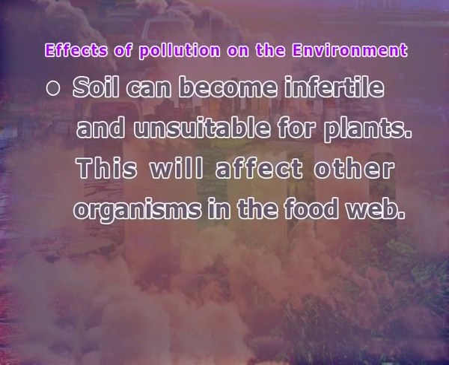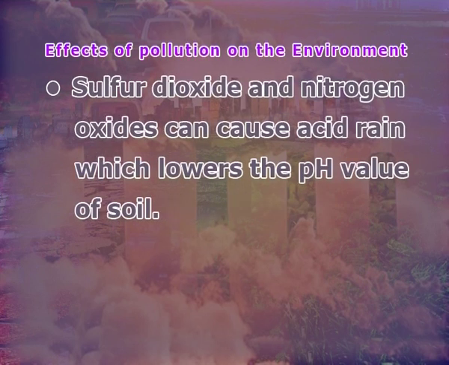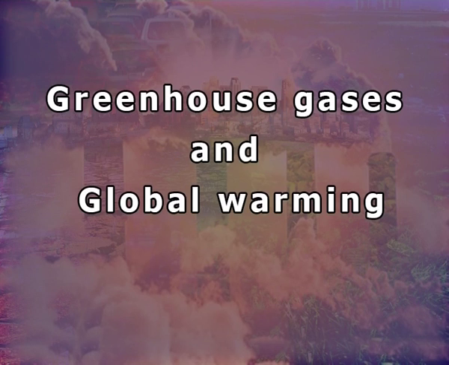Soil can become infertile and unsuitable for plants. This will affect other organisms in the food web. Sulfur dioxide and nitrogen oxides can cause acid rain, which lowers the pH value of soil. Greenhouse gases and global warming.